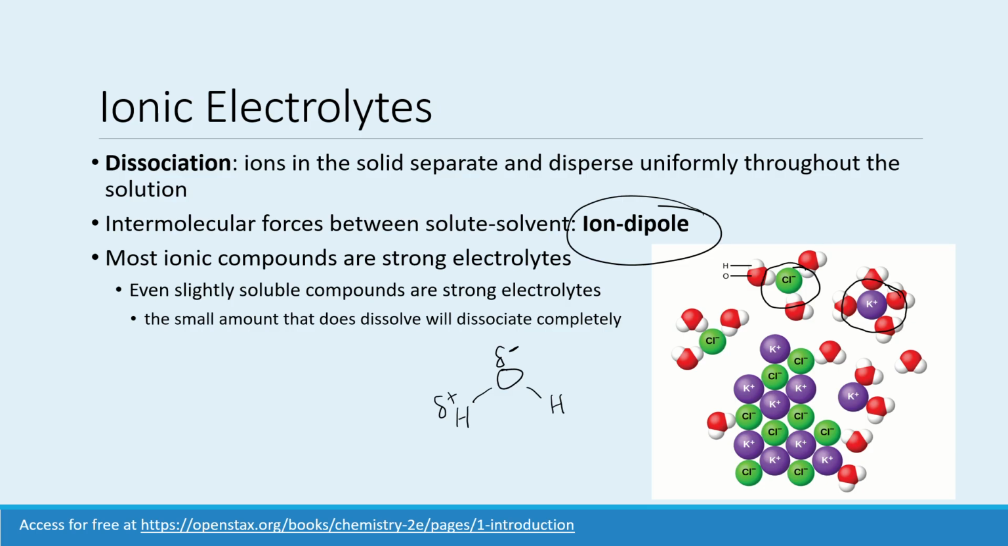Okay, and just keep in mind that ionic compounds are strong electrolytes, even if they are only slightly soluble. So if you look at your solubility rules and you find that a compound is just slightly soluble in water, it's still considered a strong electrolyte because the small amount that does dissolve will disassociate completely. Okay, so even if it's not very soluble, it will still be considered a strong electrolyte.